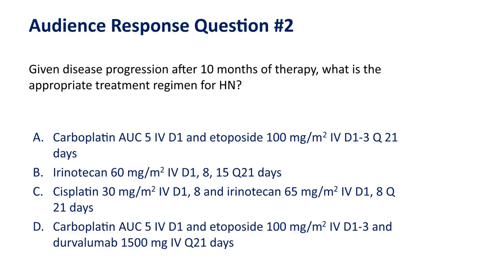Is it A, carboplatin AUC5 on day 1 in combination with etoposide 100 milligrams per meter squared, days 1 through 3 every 21 days? Is it B, irinotecan 60 milligrams per meter squared, given days 1, 8, and 15 every 21 days? Is it C, cisplatin 30 milligrams per meter squared IV days 1 and 8 in combination with irinotecan 65 milligrams per meter squared IV on days 1 and 8 every 21 days? Or D, carboplatin AUC5 on day 1 in combination with etoposide 100 milligrams per meter squared IV days 1 through 3 in combination with durvalumab 1500 milligrams IV every 21 days.